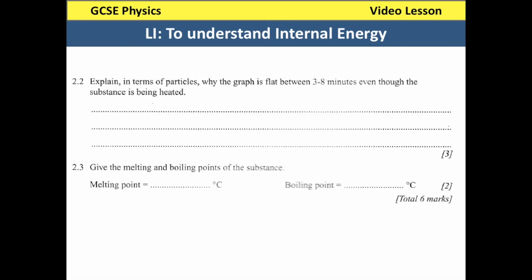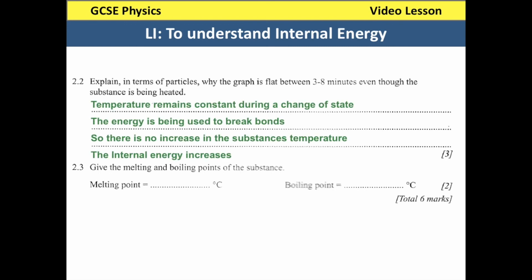2.2. Explain in terms of particles why the graph is flat between 3 to 8 minutes even though the substance is being heated. It's worth 3 marks. Definitely get into your answer the idea that a change of state is happening and that temperature remains constant during the change of state. The reason that that is the case is that energy is being used to break the bonds between the particles, so there is no increase in the substance's temperature, and the internal energy is being increased. We then look at the graph to work out the melting and boiling point of each substance. The melting point is -7 and the boiling point is 58 degrees.